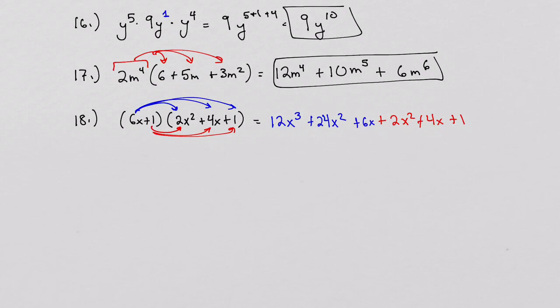So now we've got to look for like terms. The 12x cubed has no like terms. The 24x squared, oh, there's a 2x squared that can be combined. And then the 6x and the 4x are like terms. And then last but not least, the 1 is by itself. So we're going to combine these things. The 12x cubed is by itself, so it stays 12x cubed. 24x squared plus 2x squared is 26x squared, so we have plus 26x squared. 6x plus 4x, that's positive 10x, so plus 10x. And then we still just have that plus 1.